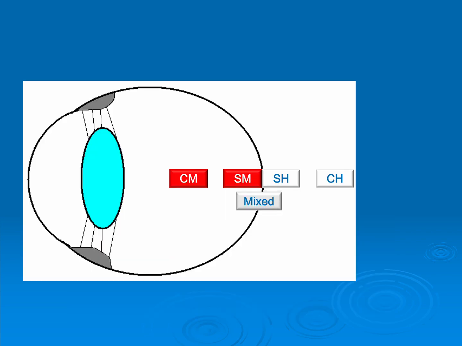So here is once again a diagram of the pathology. This is where compound myopia is versus simple myopia, and then you see simple, compound hyperopia and mixed.